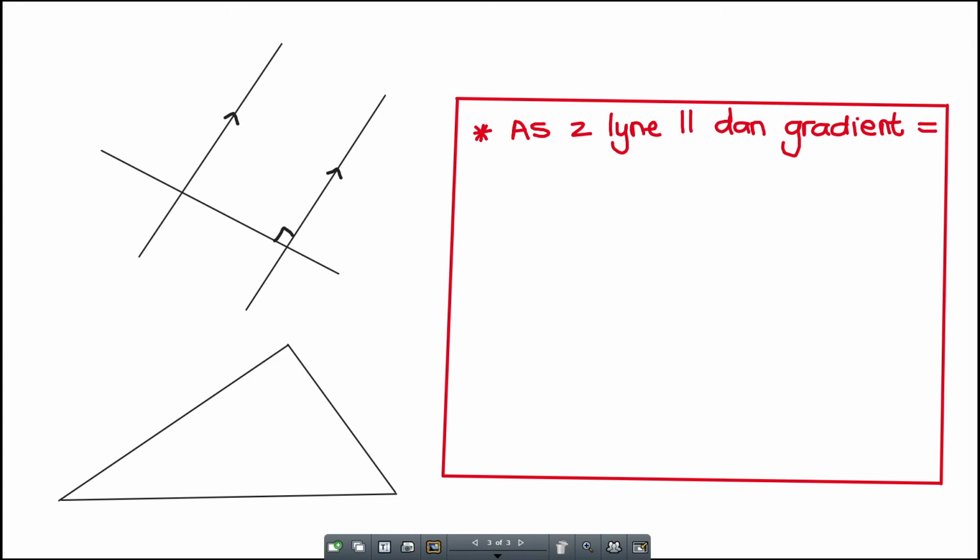Okay, so the first thing is, if two lines are parallel, like we have here, they're not going to say the gradients are the same. They will just show or indicate on the sketch that these two lines are parallel. They might ask you to work out the gradient of this one, and then from there on, they ask you something about this line. So you have got to remember that when two lines are parallel, it means that the gradient of them will be the same. Okay.